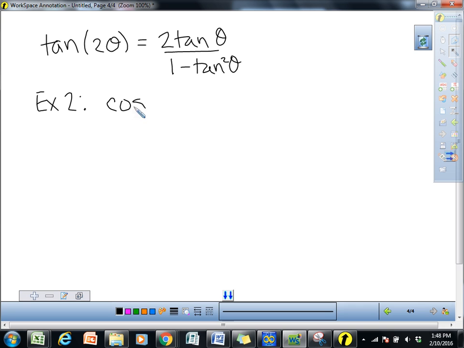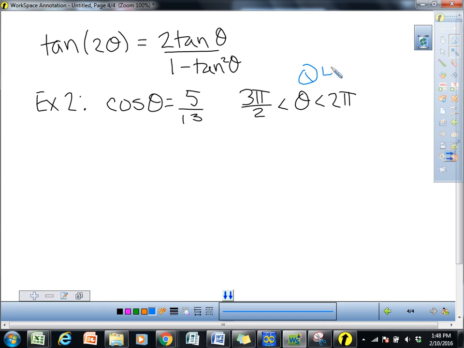If I know that cosine theta is 5 over 13, and I'm working from 3 pi over 2 to 2 pi. So right away, I know that I'm going to be in quadrant 4. And if I write down my formula, if I want to find tangent 2 theta, I don't have tangent. But I do have x over r, so I can do my Pythagorean theorem.